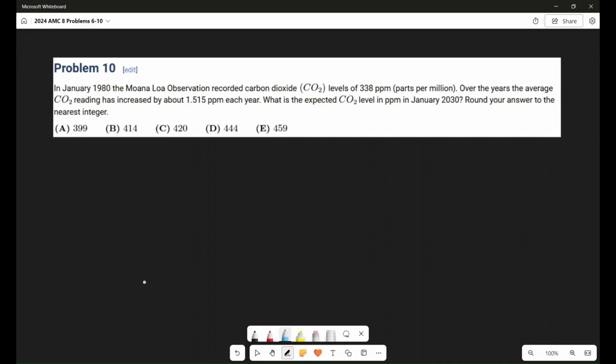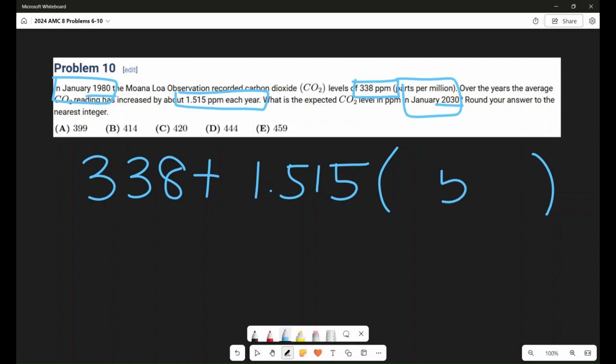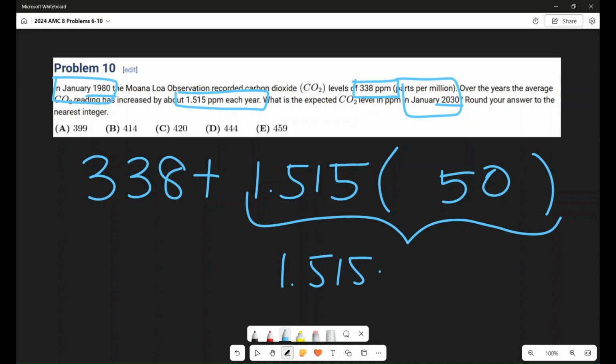So in this problem, we're given a start point and a rate per year. So we can start constructing our equation. And we'll leave an open parentheses for the time gap. And we're also given the start time and the end time. So from 1980 to 2030, there's 50 years. So we can write that in. And this expression that we have here is exactly what the problem wants us to evaluate. So this is just 1.515 times 100 times 1/2.